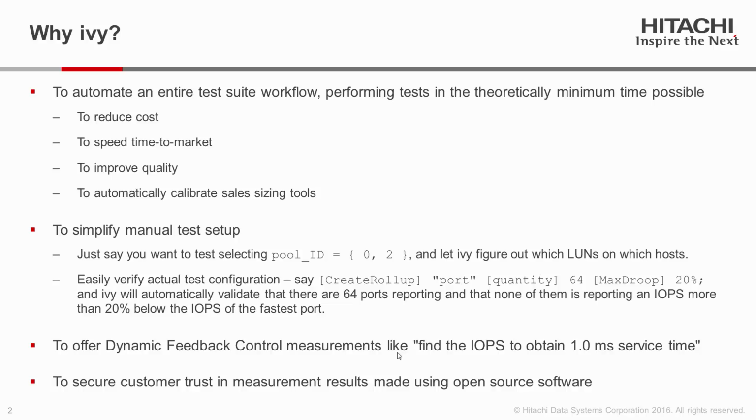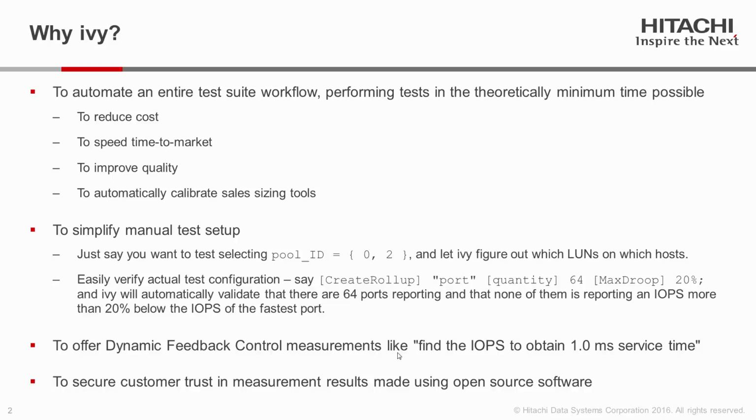For example, you just say create rollup port quantity 64 max droop 20%, and then IV will automatically validate that there are 64 ports reporting and that none of them is showing an IOPS that's more than 20% below the IOPS of the fastest port. So like I said, it's very easy to validate that your test setup went okay.